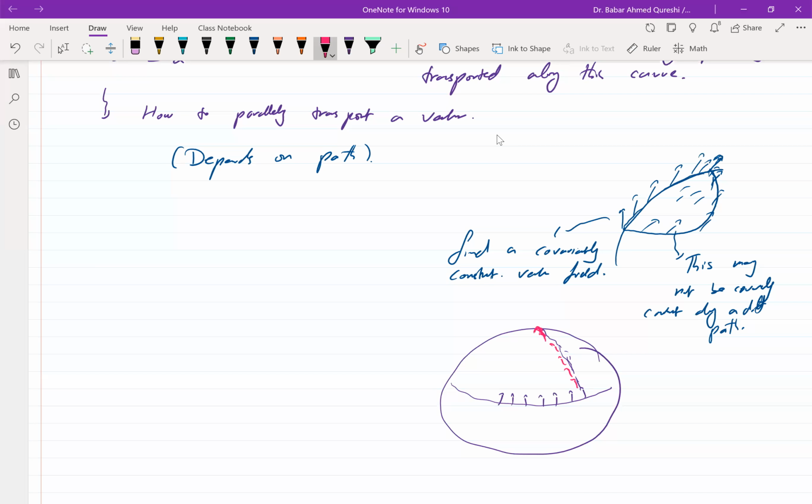But this field, if I smoothly define it, I have to fill it somehow over here. I can probably fill it like this, turn it slowly, and fill it like this, so that I end up with this same vector. This is not covariantly constant along this path. The field which is covariantly constant along this path goes like this.